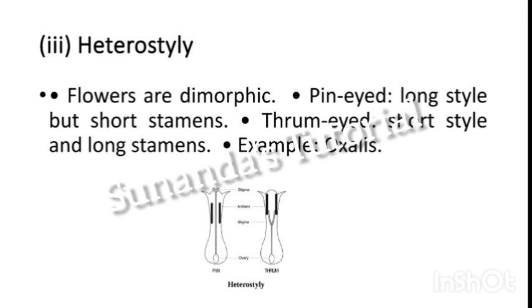Another condition is heterostyly, where flowers are dimorphic. For example, in Lythrum, there are three types of flowers, with pistil and stamen of different lengths. That condition is called heterostyly. Some flowers have two types: pin and thrum. Pin flowers have a long style and short stamens, thrum flowers have a short style and long stamens. In that case, they cannot perform self pollination as stamen and carpel are at different lengths, so cross pollination is obligatory.